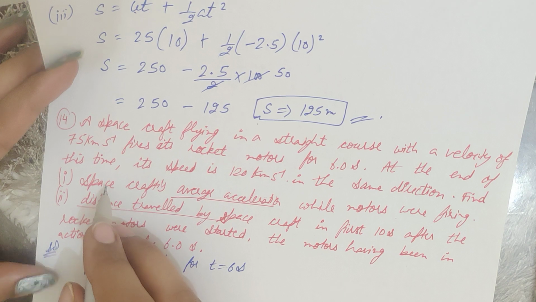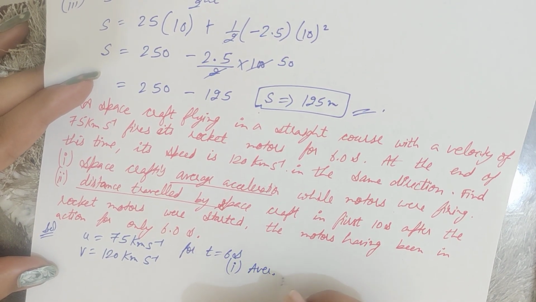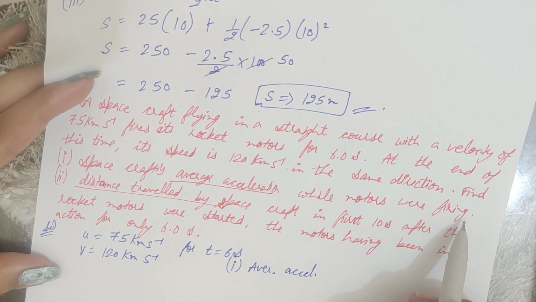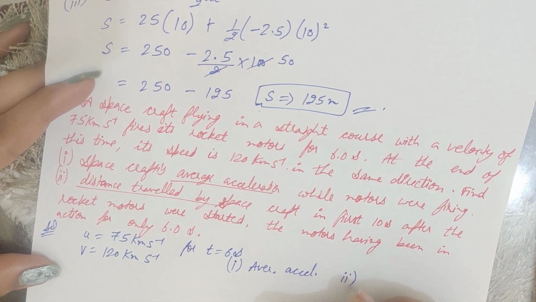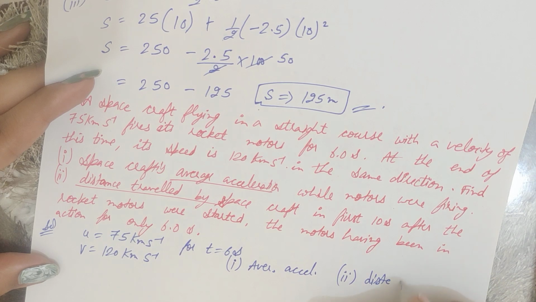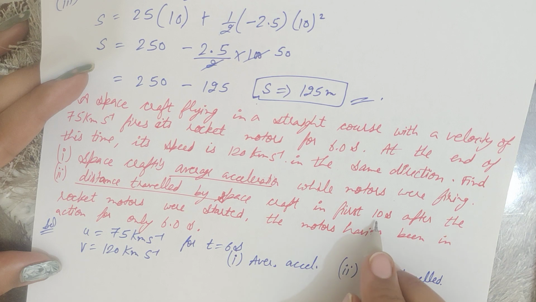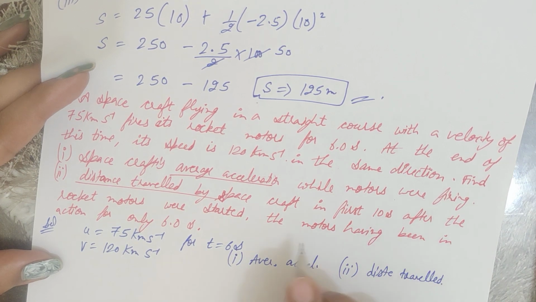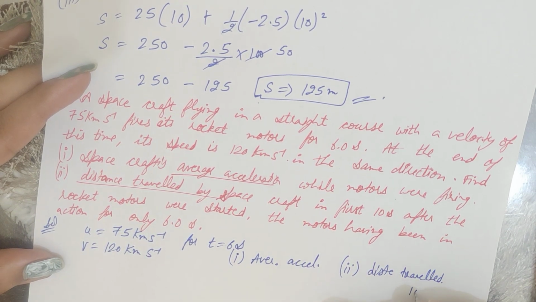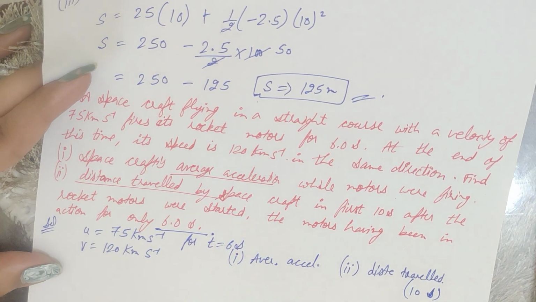Find, first, the spacecraft's average acceleration while the motors were firing. Second, the distance traveled by the spacecraft for the first 10 seconds after the rocket motors were started. The motors have been in action for 6 seconds only. We need to find for t equals 10 seconds, but the motors were in action only for 6 seconds. This is also given to us.